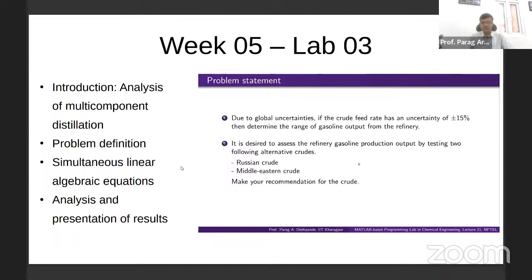Then we realized what different things one may need to account for. The model equations that would come would essentially be linear algebraic equations, in which the crude feed rate would be one of the parameters, with an uncertainty of plus or minus 50% due to various global uncertainties, and we wanted to solve the same problem within this band. You also have 2 types of crudes, Russian crude and Middle Eastern crude, and you have to test these 2 crudes to give a recommendation of which crude is better. So this was the problem statement.